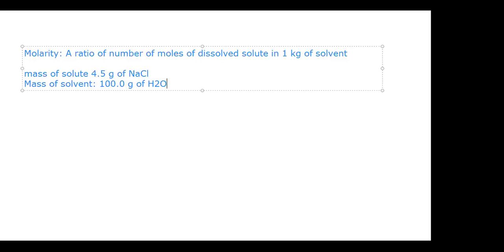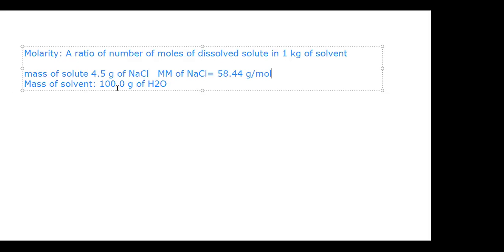All right, so we know these two things, and what we want to figure out is essentially the moles per kilogram. Okay, so there's a couple things we can do first. We know we're going to have to change this into moles. Okay, and so really fast, I'll give you the molar mass of NaCl is going to be 58.44 grams per mole.